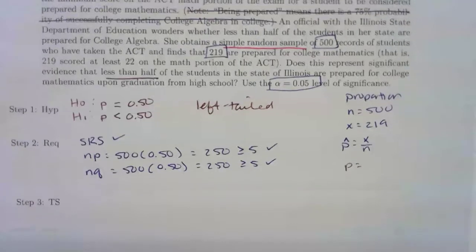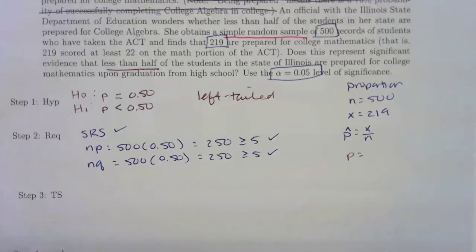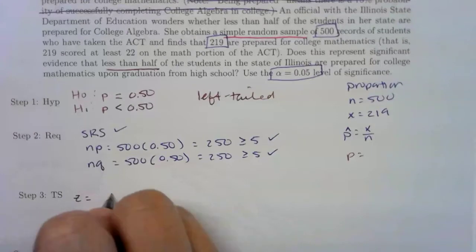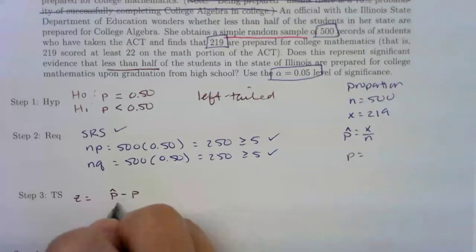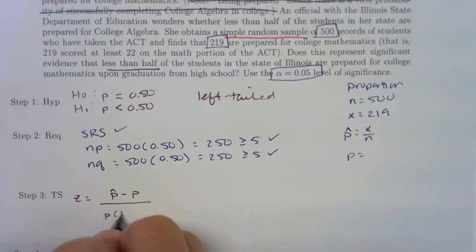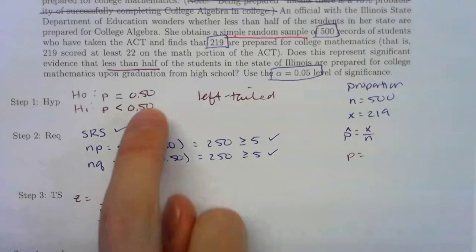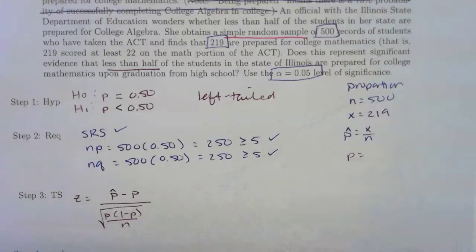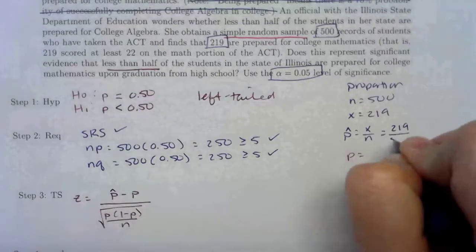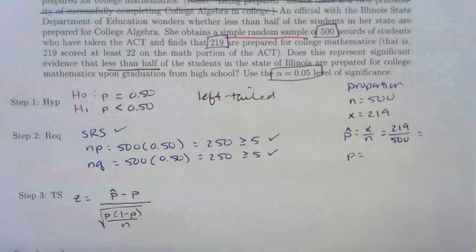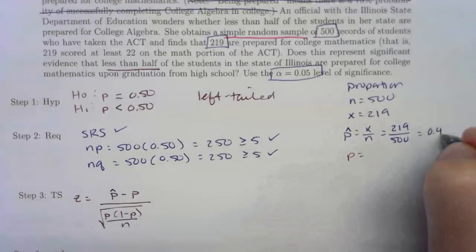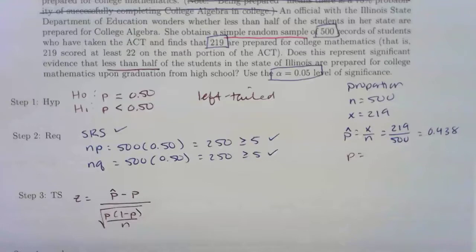Step 3 is to calculate your test statistic. So our test statistic for proportions is p hat minus p over the square root of p times 1 minus p over n. Well, p is 0.5 and n is 500, but here's where we need our p hat. So we can do this quick calculation here, and p hat is 0.438.